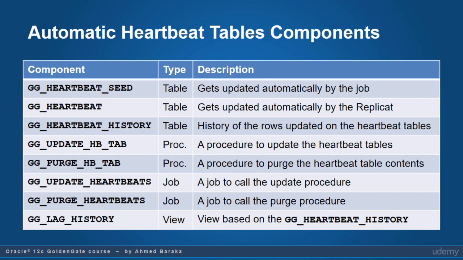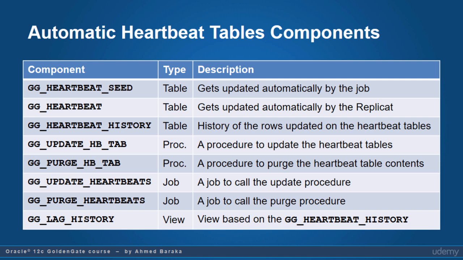Once you execute the add heartbeattable command, it will automatically create the components listed in the table in the slide. You would have the heartbeat seed table, and this table gets updated automatically on the source database. The update operations will automatically be replicated and applied on the target database. The replicat will update the heartbeat table, and it will also add it to the heartbeat history table.